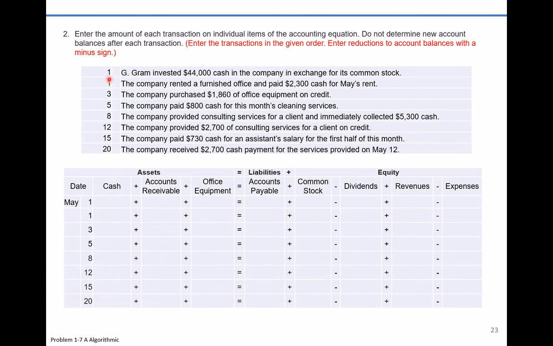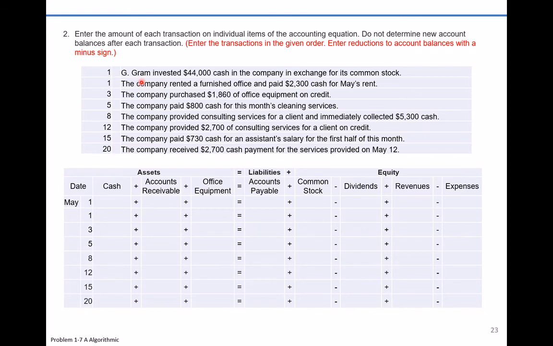Now it says, enter the amount of each transaction on individual items of the accounting equation. Do not determine new account balances after each transaction. In parentheses in red, it says, enter the transactions in the given order. Enter reductions to account balances with a minus sign. So when you do that in Connect, enter a minus sign, then the number will end up being in parentheses and notate that it is a negative number.